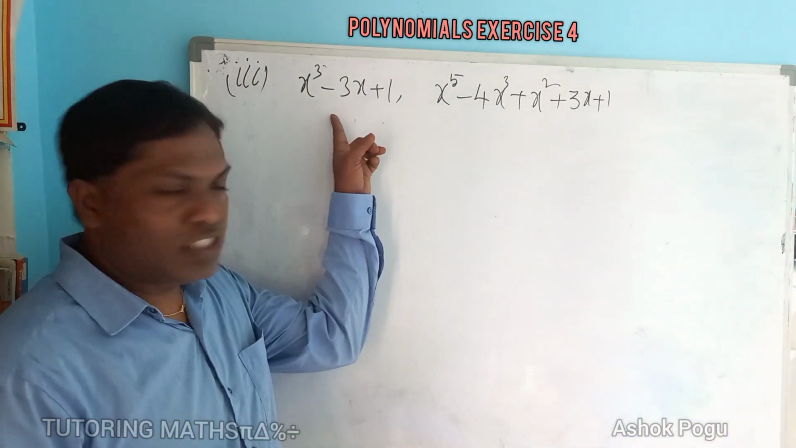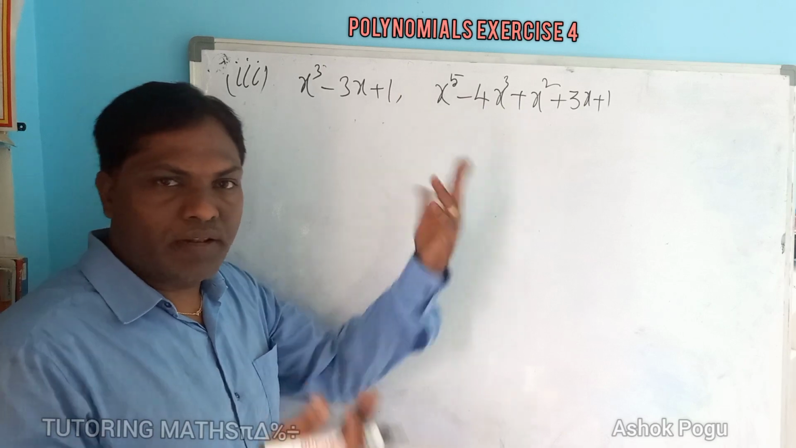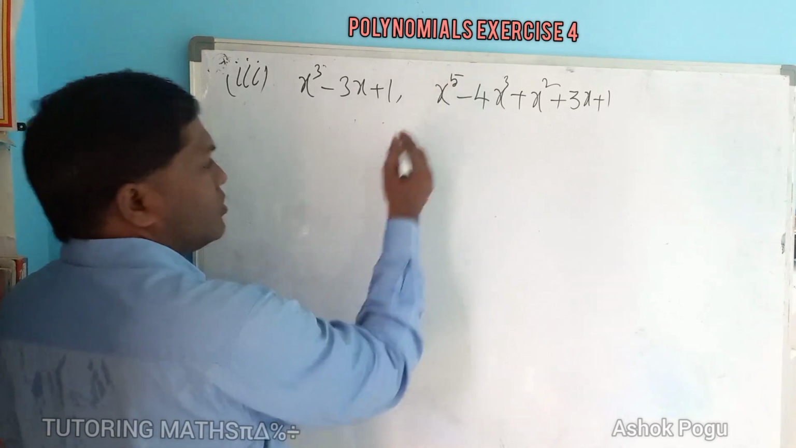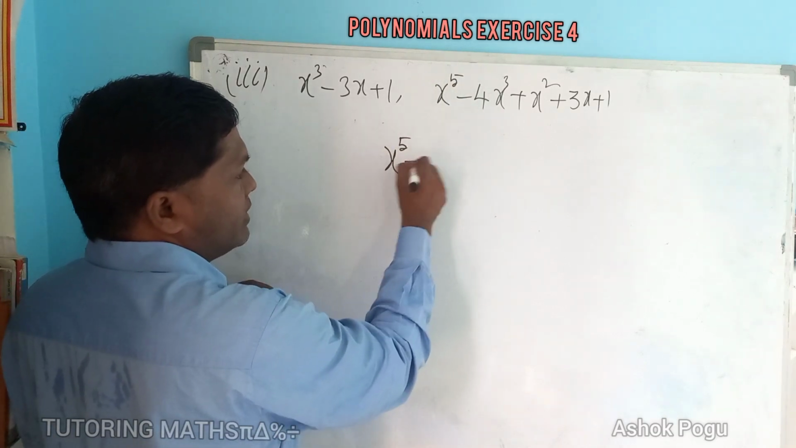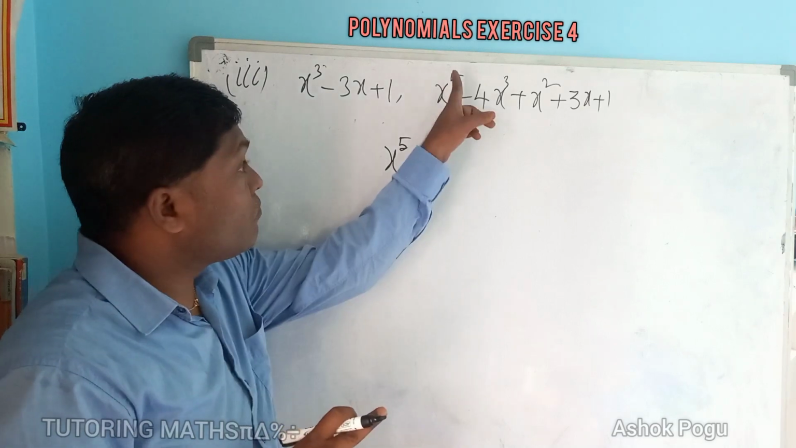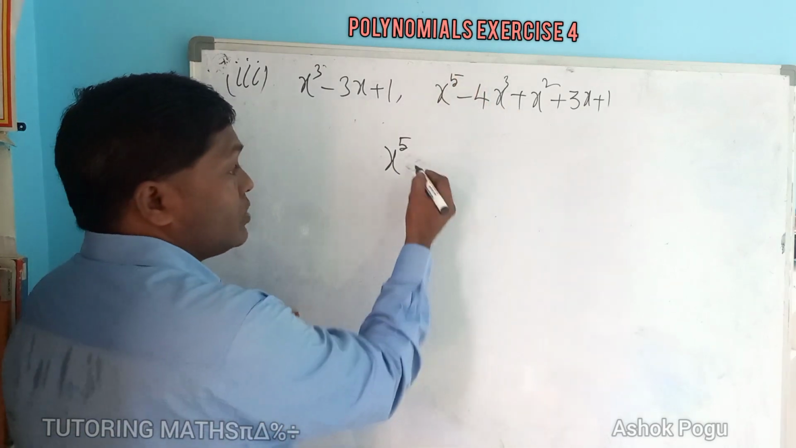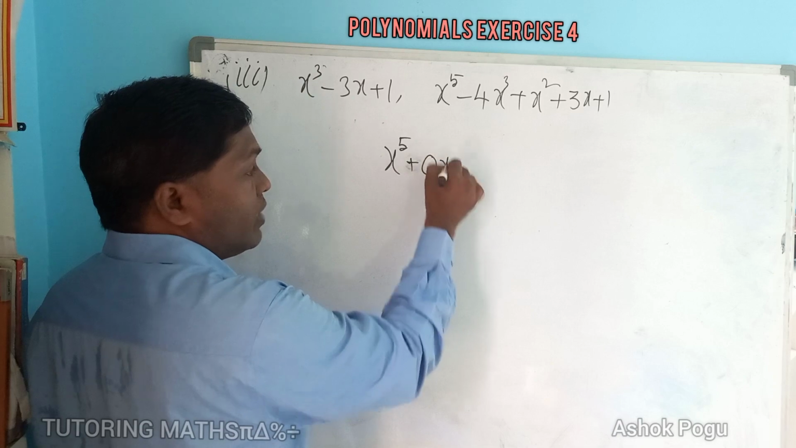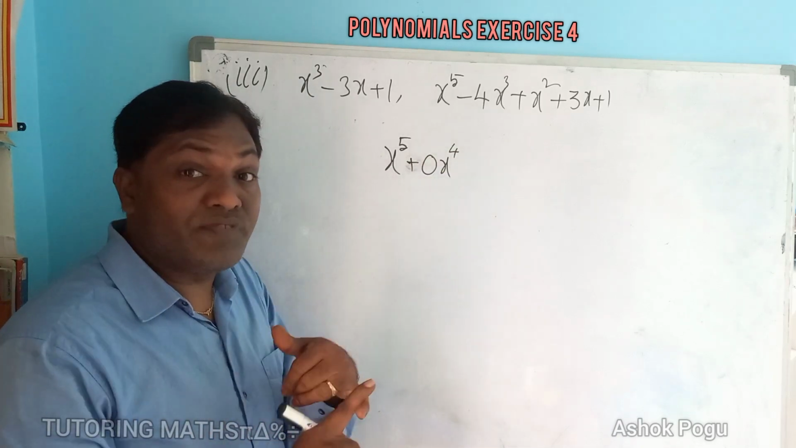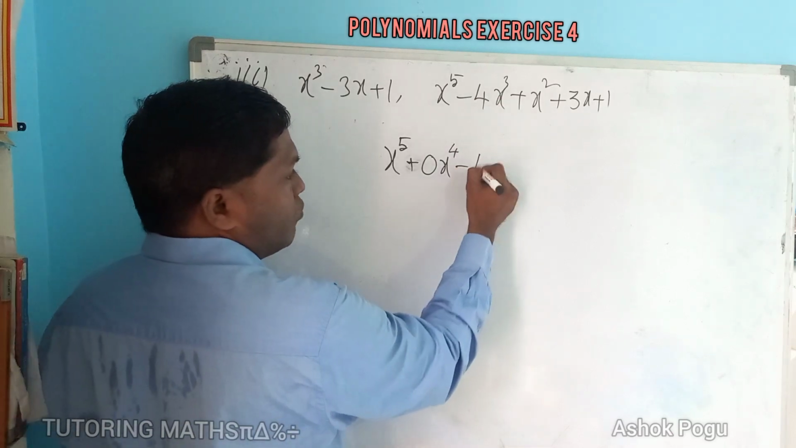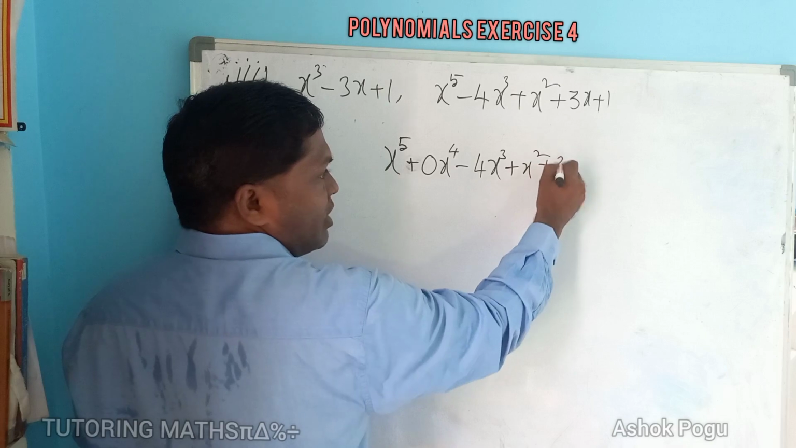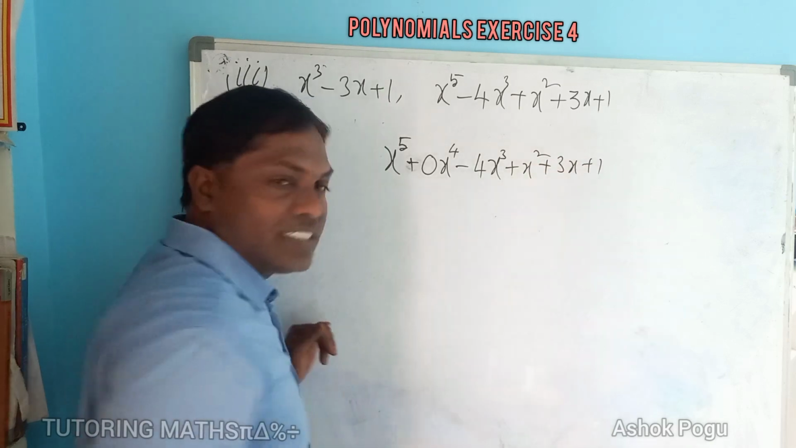Yes, this is the first polynomial and this is the second polynomial. As usual, just like the previous question, we have to divide this x to the power of 5. Is there x to the power of 4? 5 is there, 4 is not there. So just like the previous question, you can take 0x power 4 to avoid the confusion of the students. And minus 4x cube is there, x square is there, x also is given and constant is given.